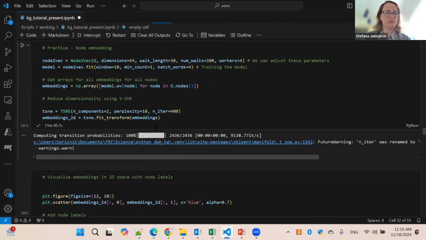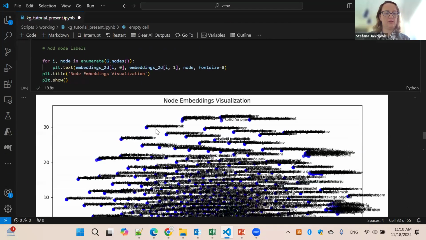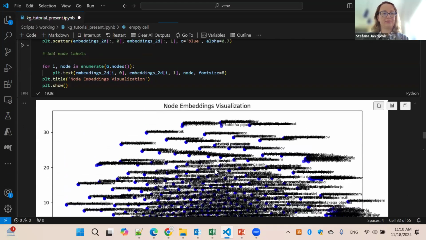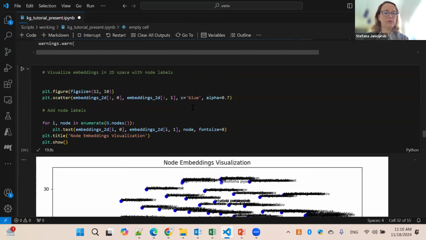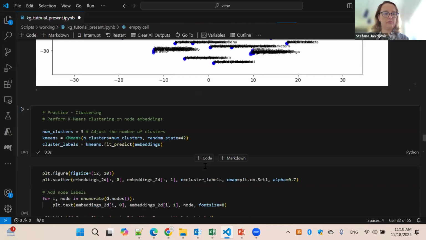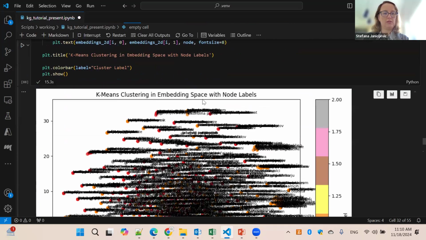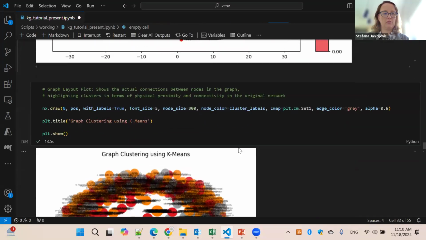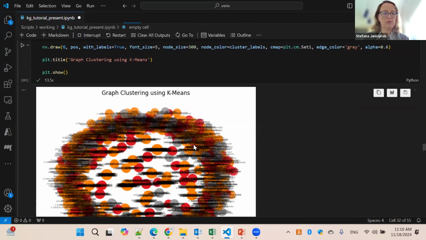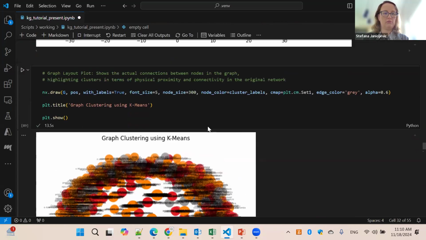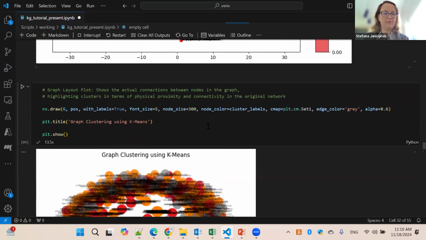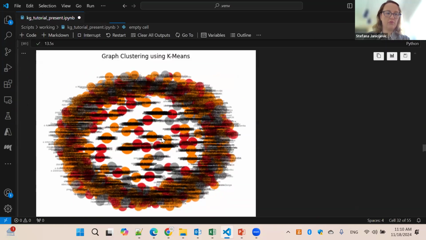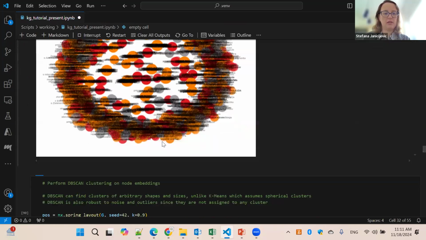Embeddings are finished. Visualization of embeddings is finished. So we can see node embeddings in visualization here, in 2D space, as we said. And also we can see k-means clustering in embedding space with node labels. We can also see k-means this way. It's a better visualization than upstairs.